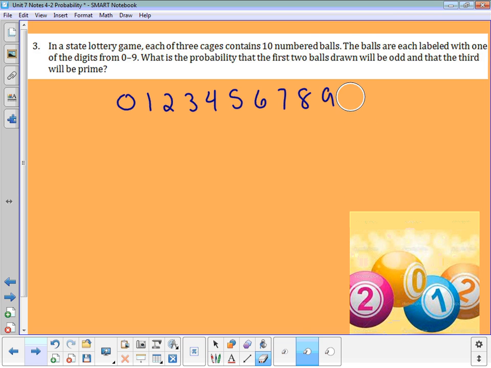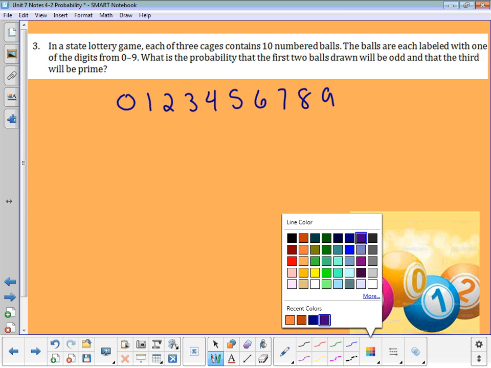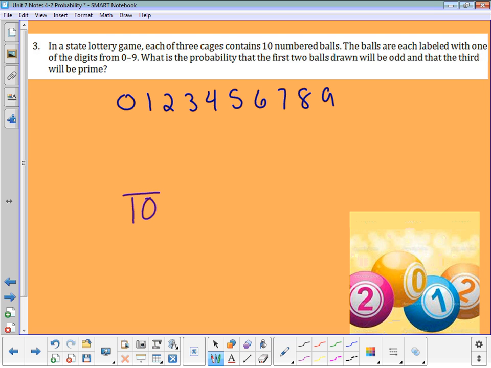We don't want to write 10 as a digit, but there are 10 digits. So we want to figure out the probability the first 2 balls drawn will be odd. First of all, there's 10 digits, and then we want to look. We have 1, 2, 3, 4, 5. We have 5 odd numbers out of our 10 balls in there. So we have 5 out of 10.